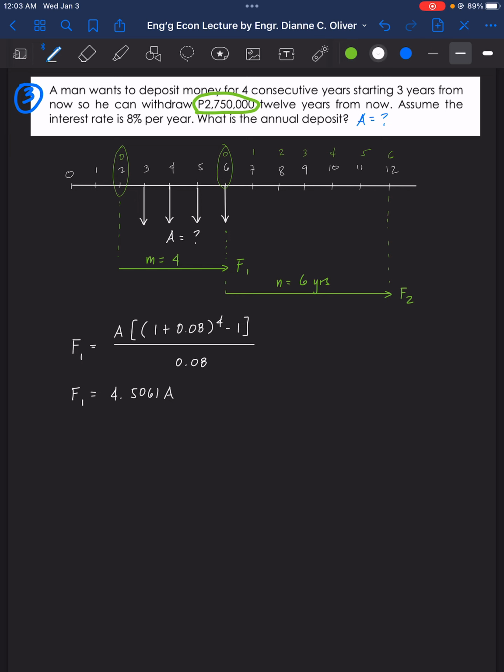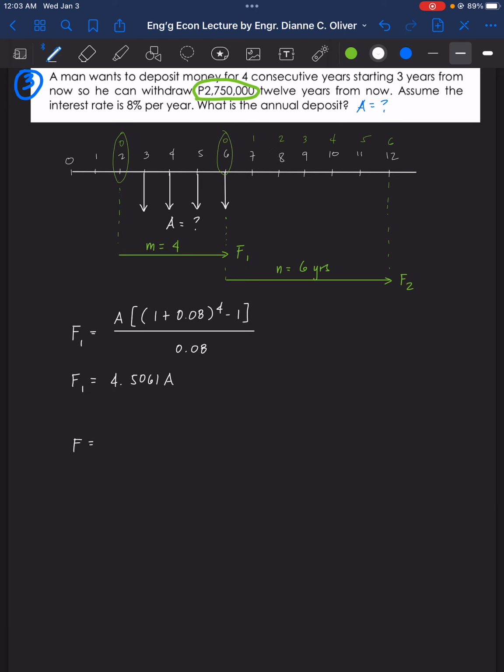So solving using the compound interest, F equals P times 1 plus I raised to n. Our F here is F2. The P here is F1. So our F2 is 2,750,000. So this is the target withdrawal, equals the P here, which is F1. So that will be 4.50618 times 1 plus 0.08 raised to 6.